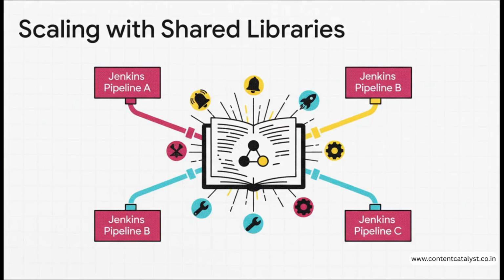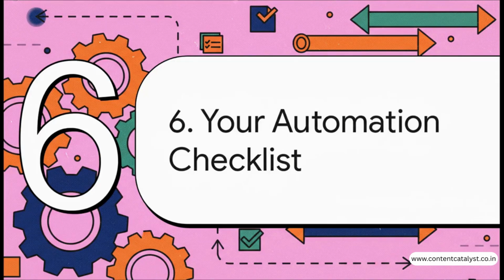Now let's think bigger. What happens when you have dozens of pipelines and they all need to do the same thing, like send a Slack notification? Do you copy and paste that code everywhere? No way. You use a shared library. This lets you write that logic once, store it in its own Git repo, and then just call it from any Jenkinsfile you want. It keeps your pipeline super clean and DRY. Don't repeat yourself.